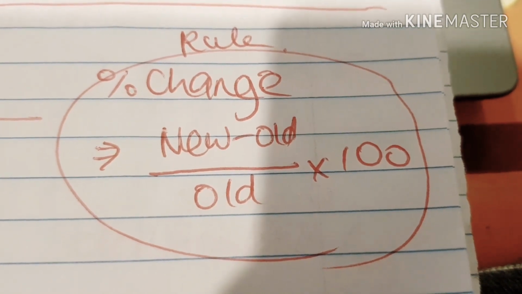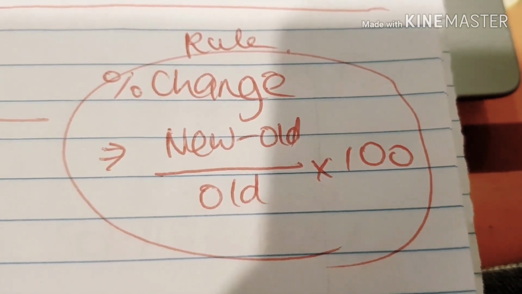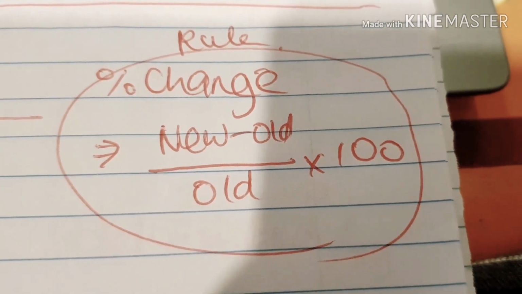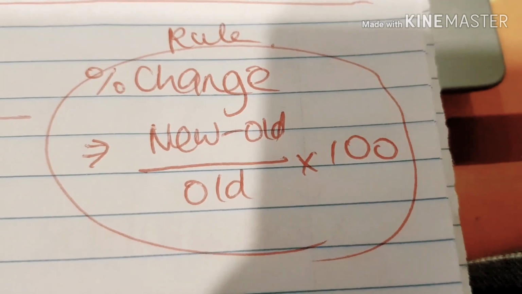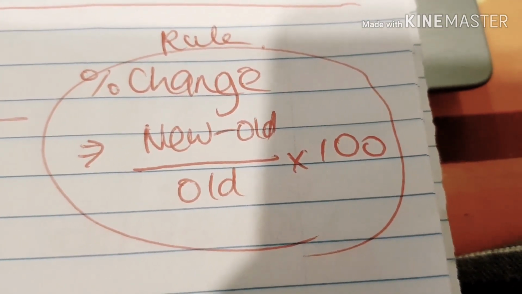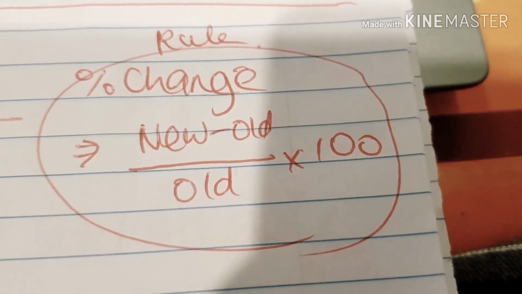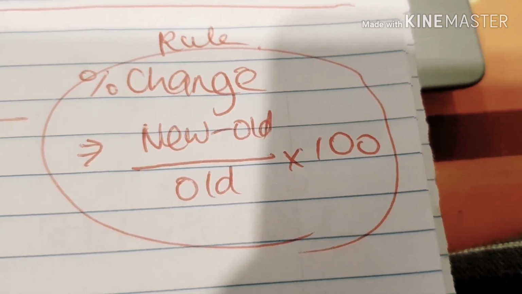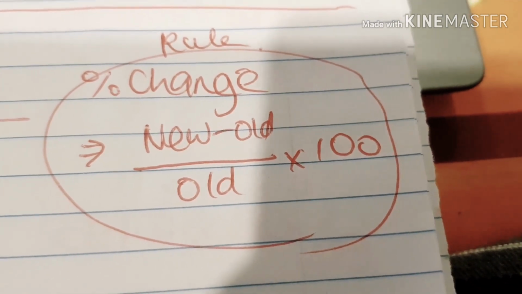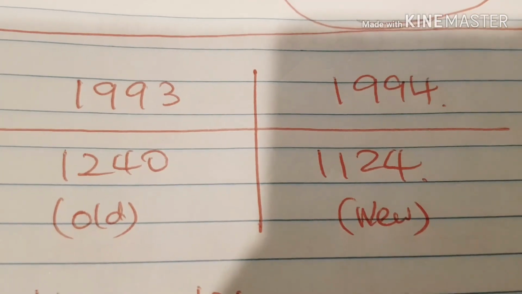Okay, remember the rule for the percentage change? There you go. It's new minus the old over old times 100. So 1994 and 1993. 1993 is the older year, so 1993 is old, and 1994 will be new in this question.